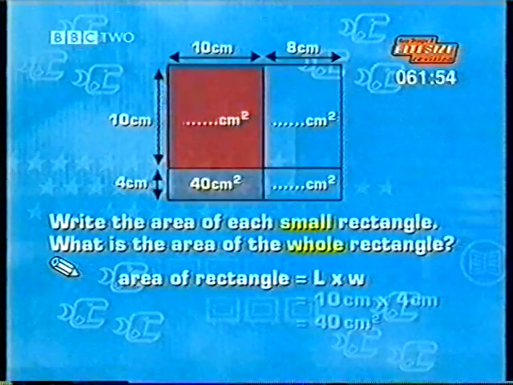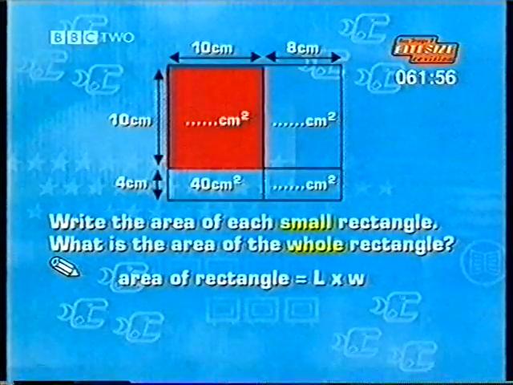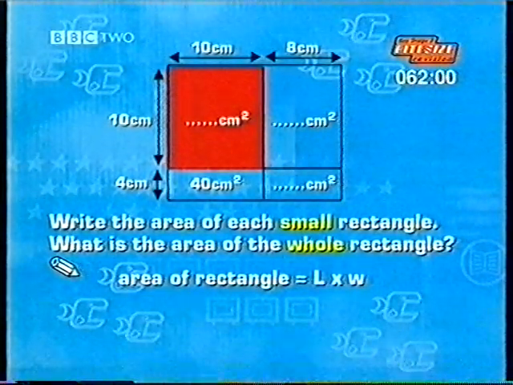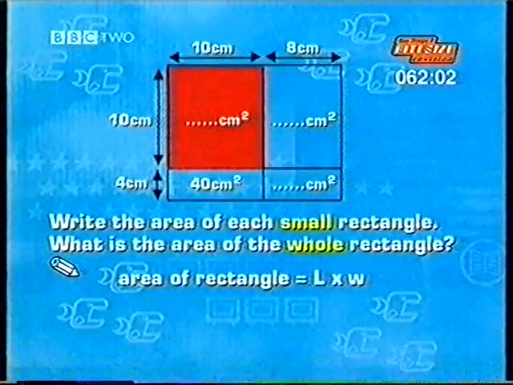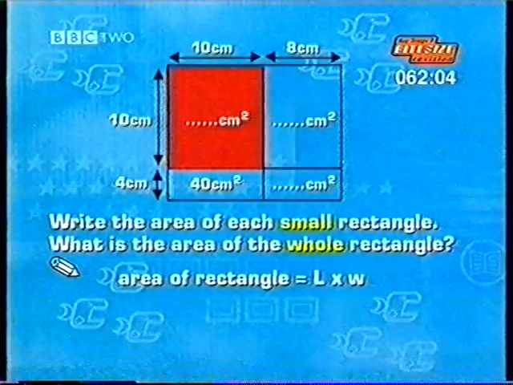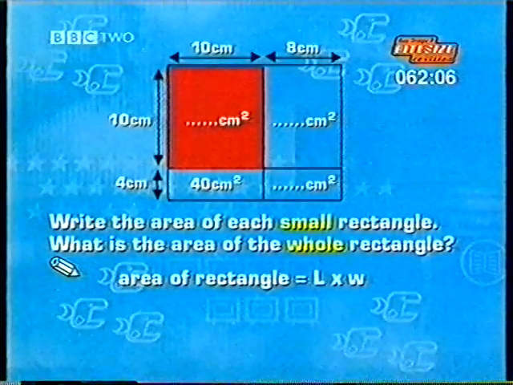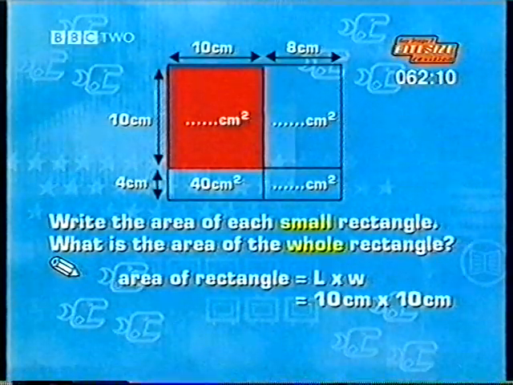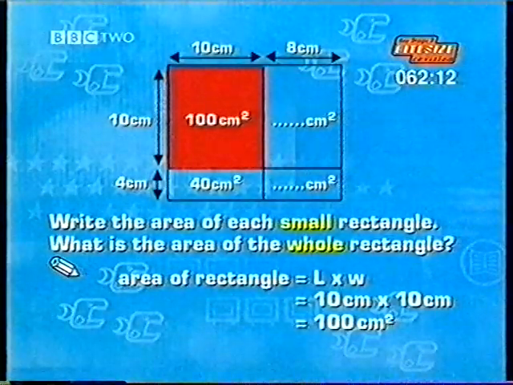Now look at the rectangle above it. In fact, it is a special rectangle because it has a length of 10 centimetres and a width of 10 centimetres. So it's a square. So its area is 10 multiplied by 10. So that's 100 square centimetres.